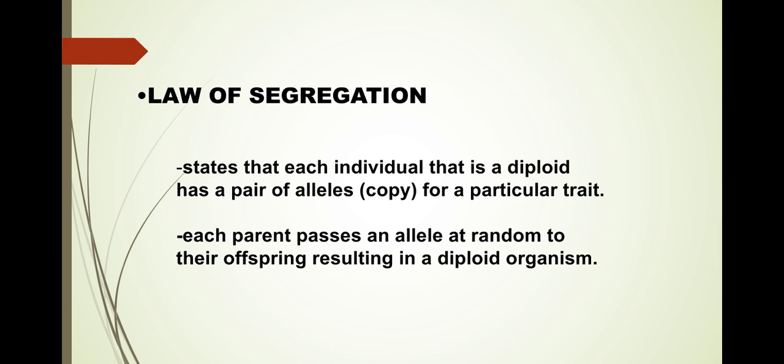The second is the law of segregation. It states that each individual that is diploid has a pair of alleles, copies, for a particular trait. Each parent passes an allele at random to their offspring, resulting in a diploid organism. So the law of segregation is when gametes are formed, each allele of one parent segregates randomly into the gametes, such that half of the parent's gametes carry each allele.